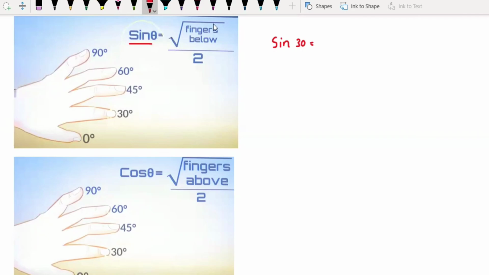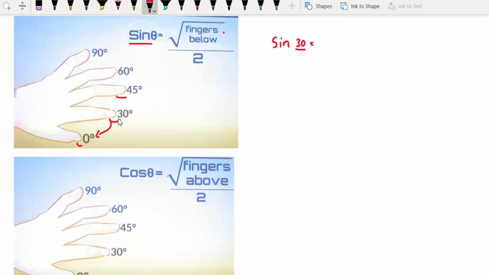Sine theta is equal to root of fingers below divided by 2. Like if I want to find the value of sine 30, how many fingers are there below 30? As you can see, there is only one. You have to remember the value of each finger. For the thumb it is 0, the index finger is 30, the center finger is 45, the ring finger is 60, and the small finger is 90 degree. This much you have to remember.